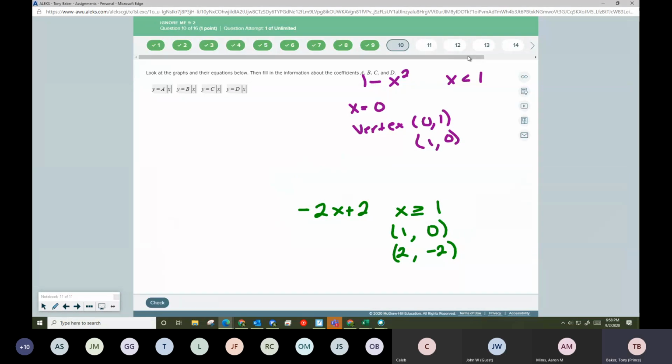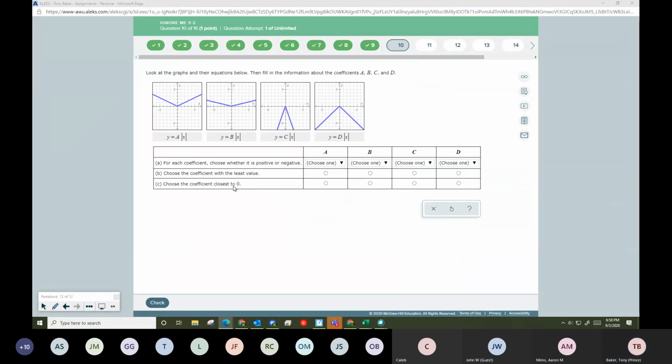All right, let's move on to the other stuff. All right, so this one, actually, I've already kind of talked about it. There's 2 topics. One deals with absolute value and one deals with parabolas. They're actually the exact same concept. The leading coefficient tells you if it opens up or down. So if the leading coefficient is positive, the graph opens up. If the leading coefficient is negative, it will open down. So A and B are both positive because they open up. C and D are both negative because they open down.